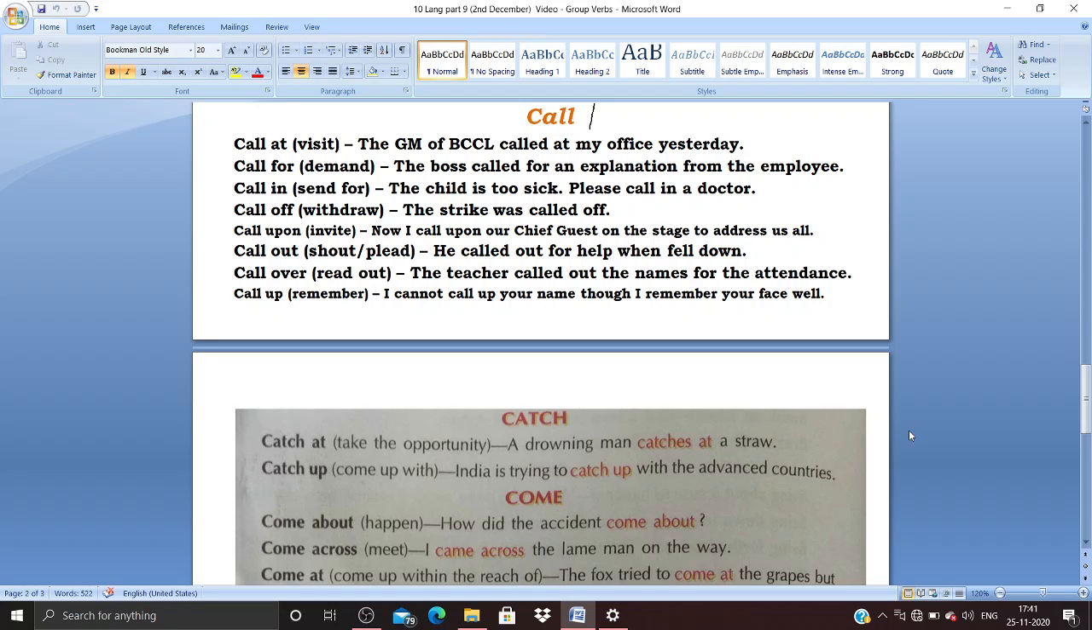Those who are taking the master of ceremony job, anchoring job, they have to say, may I call upon? So that is the common phrase. So now I call upon our chief guest on the stage to address us all.